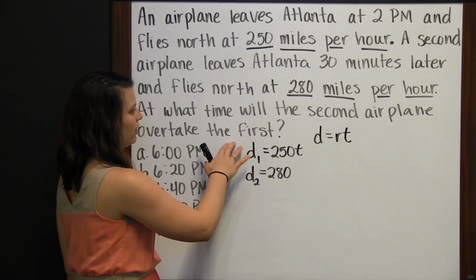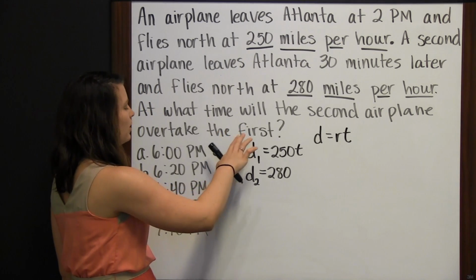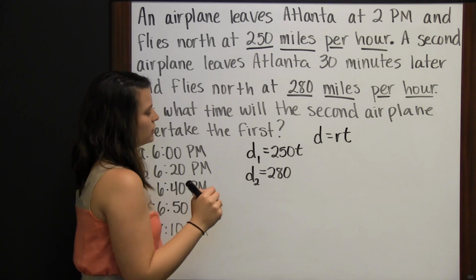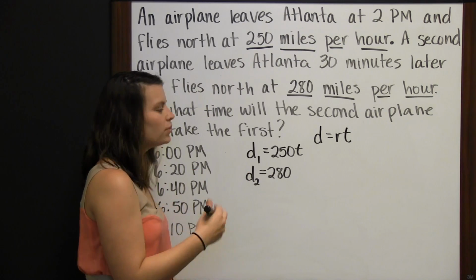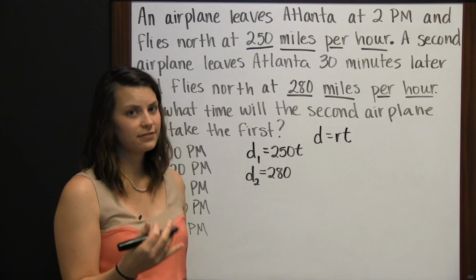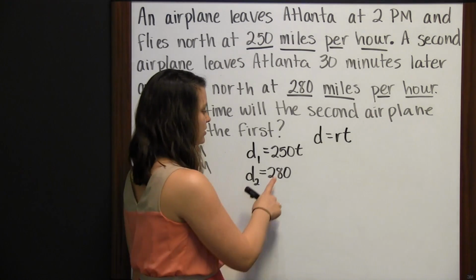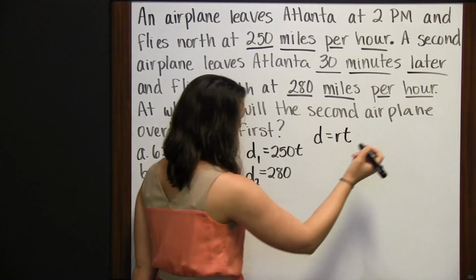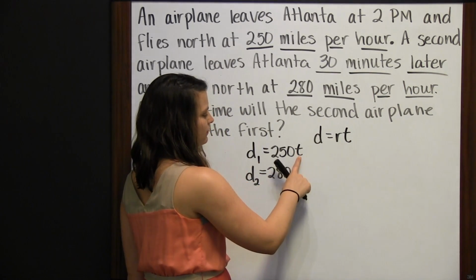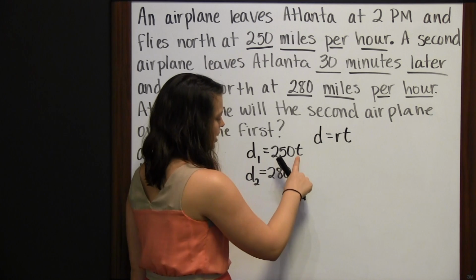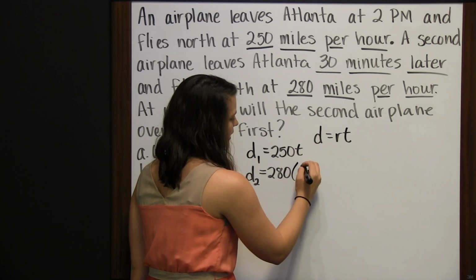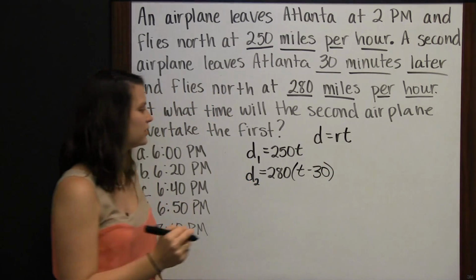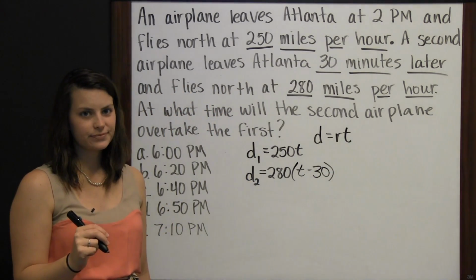And that's what we're trying to figure out, is at what time will the second airplane catch up to or overtake the first. So the second airplane won't have been flying as long as the first airplane when it catches up. It's going faster, and it left 30 minutes later. So however long this first airplane has been flying, the second one will have been flying that time minus 30 minutes, since it left 30 minutes later.